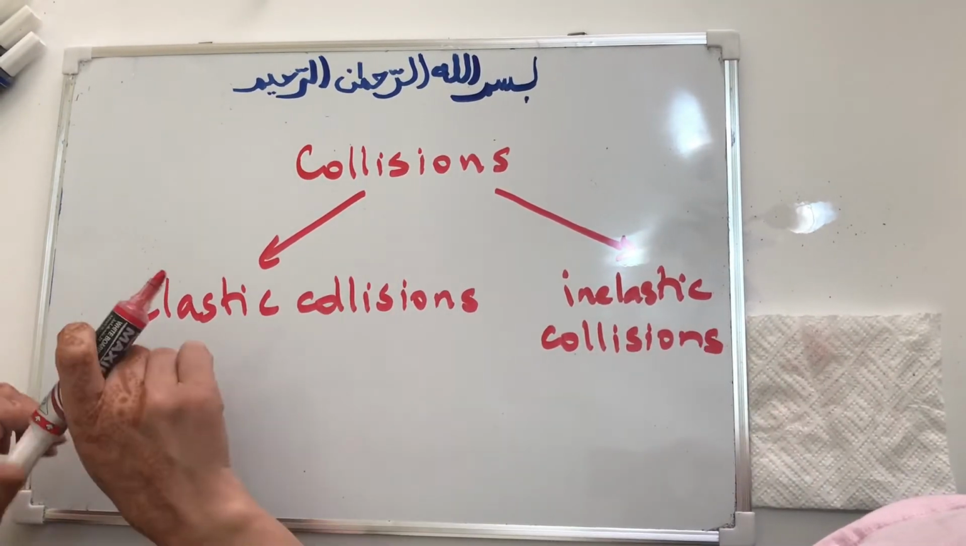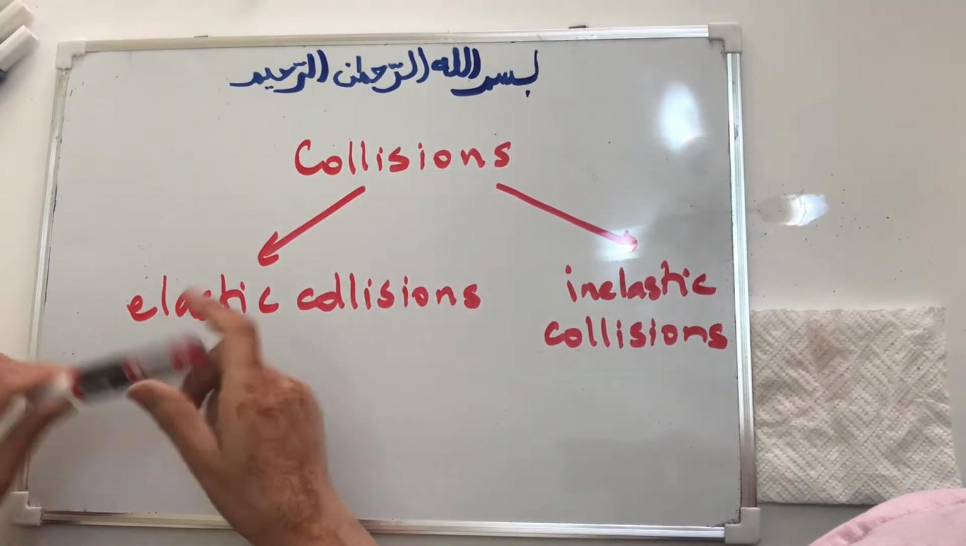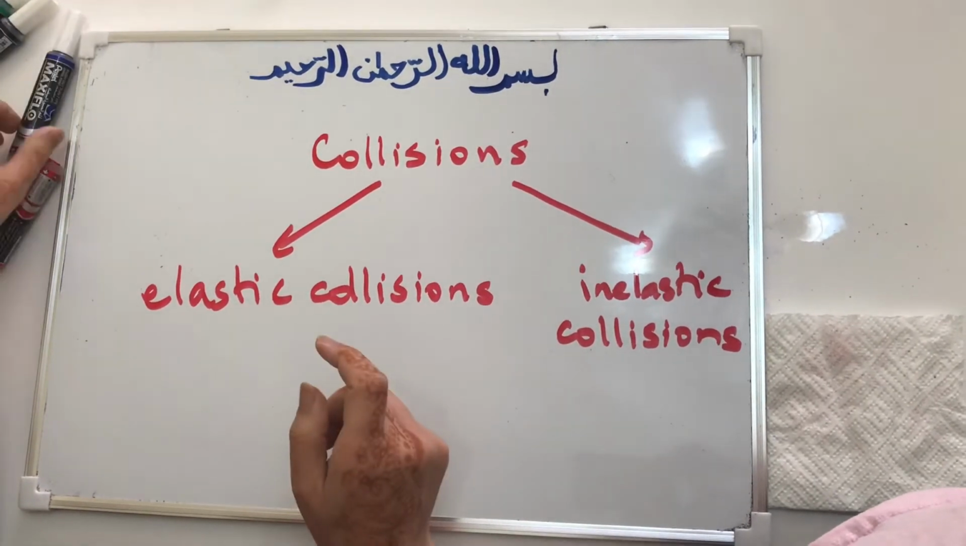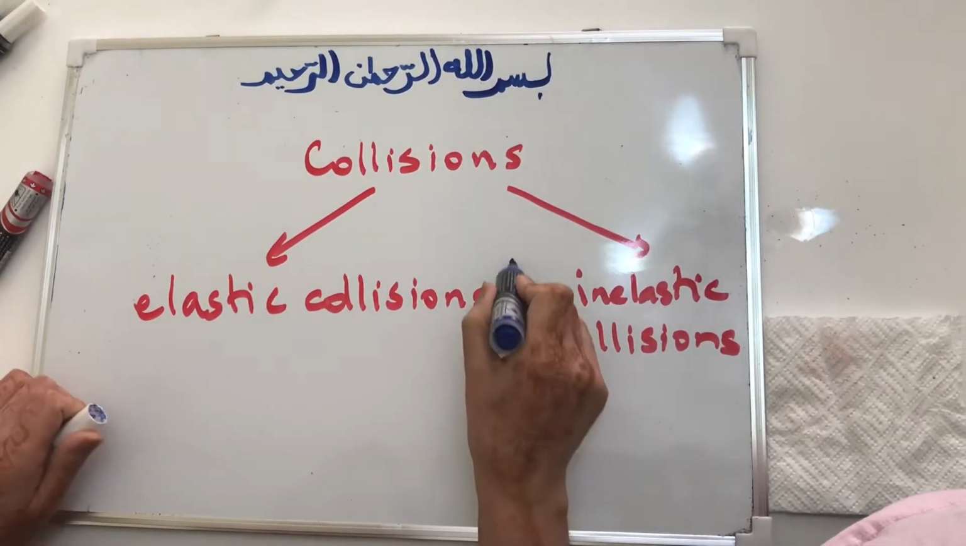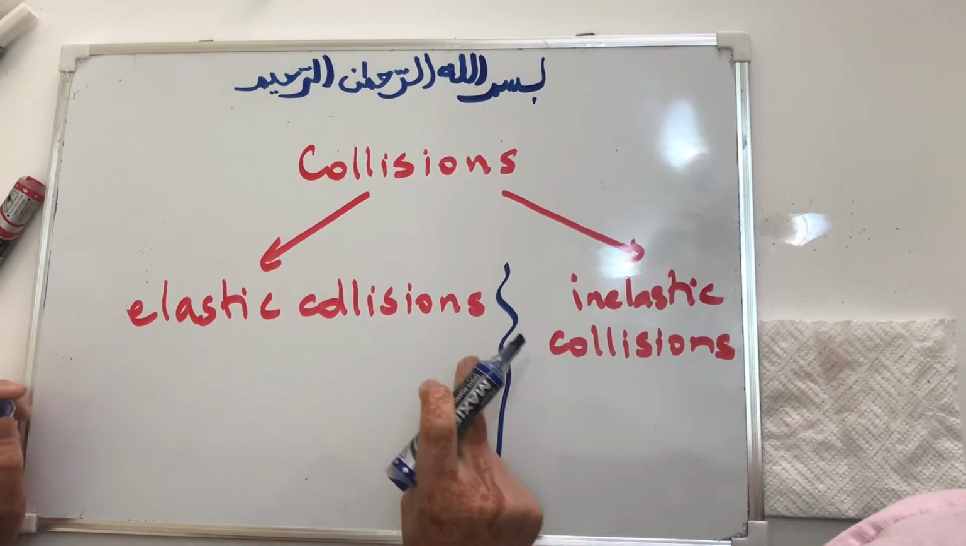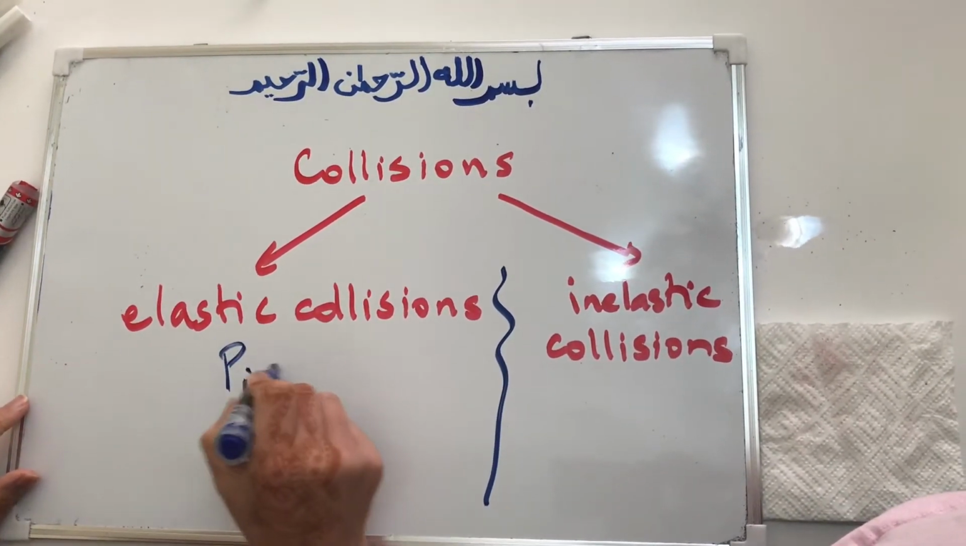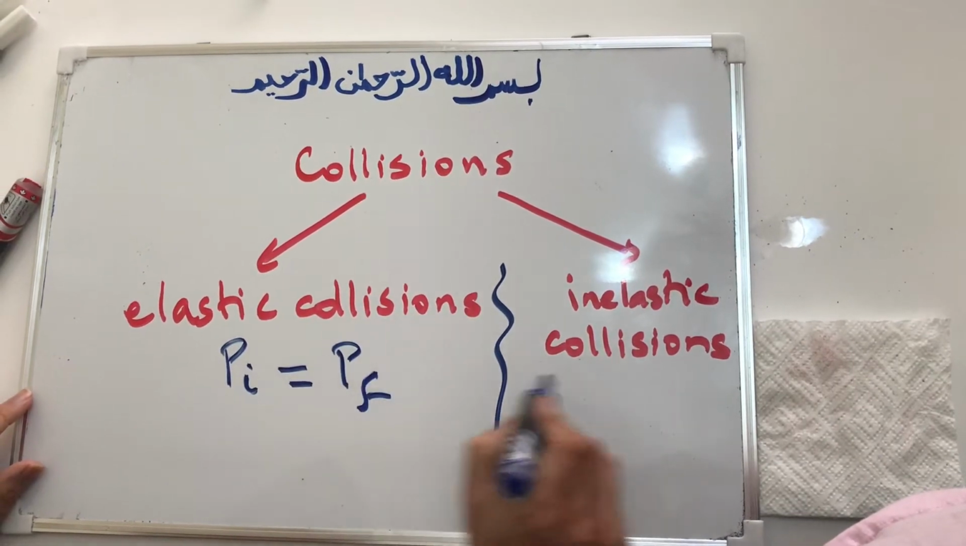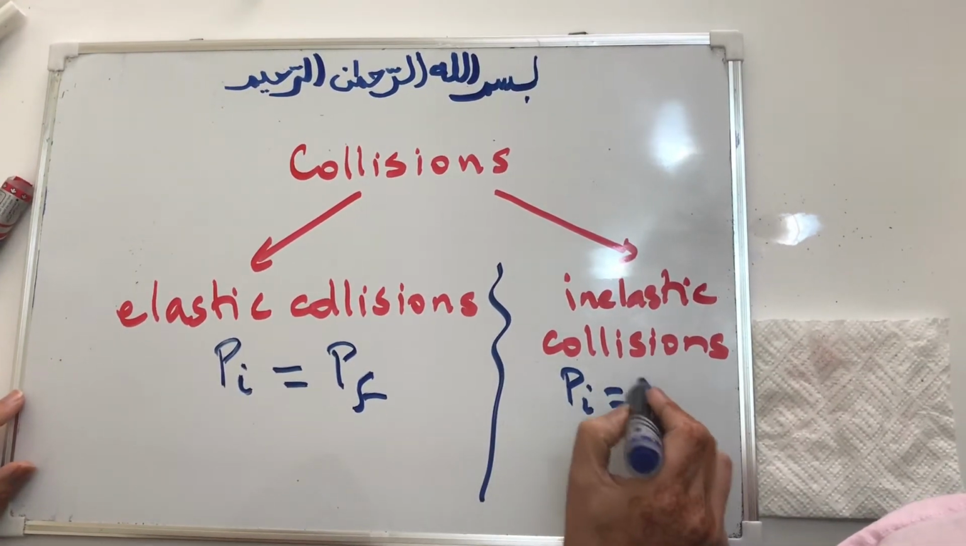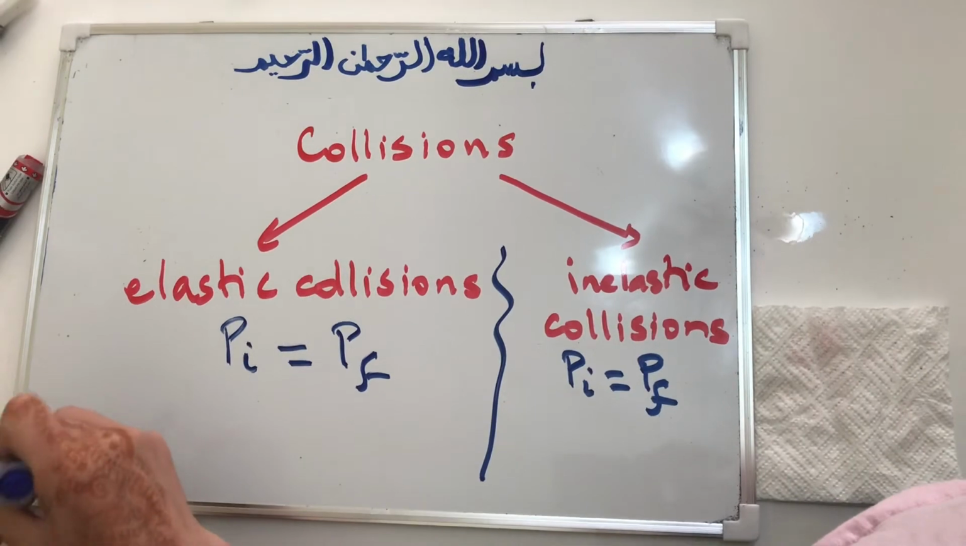In any collision, momentum is conserved. This is of crucial importance. In any collision, momentum is conserved. So in both collisions, whether they are elastic or inelastic, P initial needs to be equal to P final.